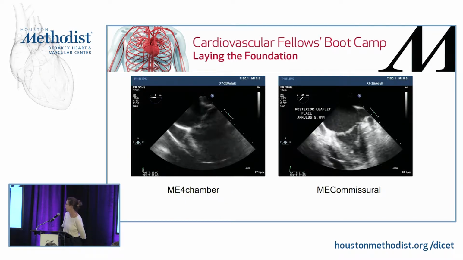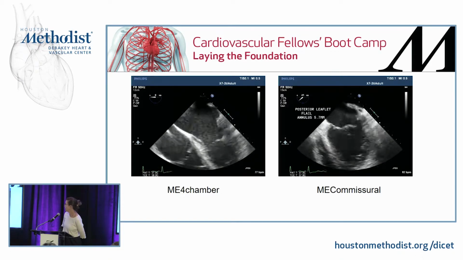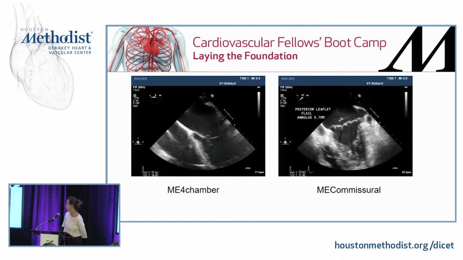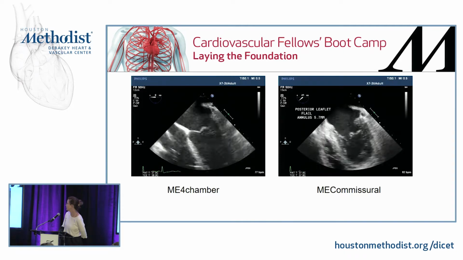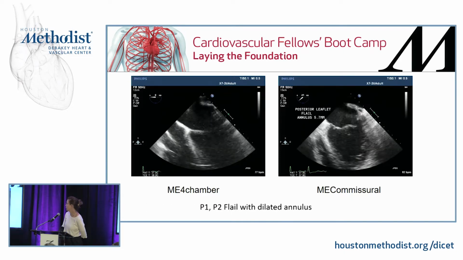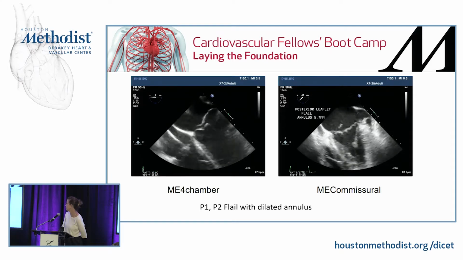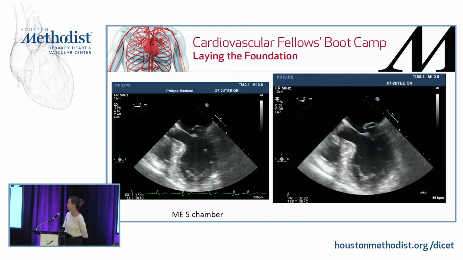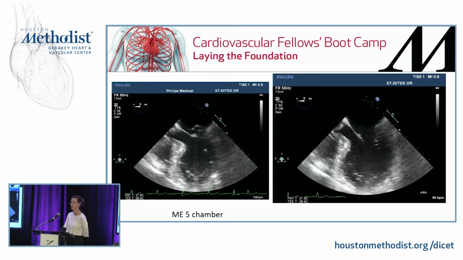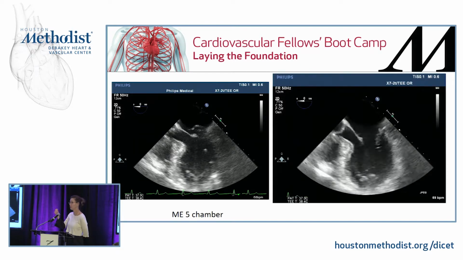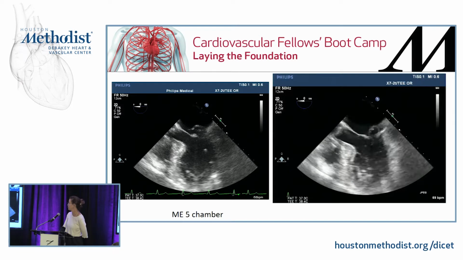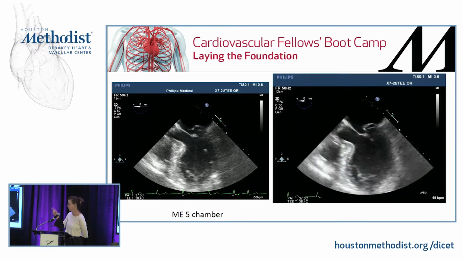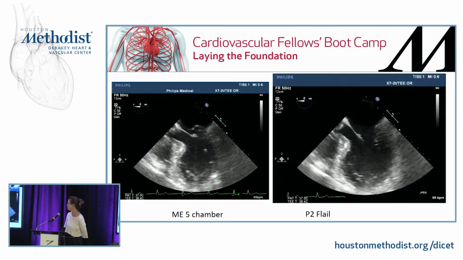So here's a patient with a midesophageal four-chamber and midesophageal commissural view with a posterior flail leaflet with a large annulus. So that's a P1, P2 flail with a dilated annulus. And always look at the non-color first so you can see exactly what's happening. With the excessive motion, the direction of the jet is going to be going in the opposite direction of the affected leaflet. So you can predict that this is a posterior leaflet problem. The jet is going to be directed anteriorly. This is a P2 flail.